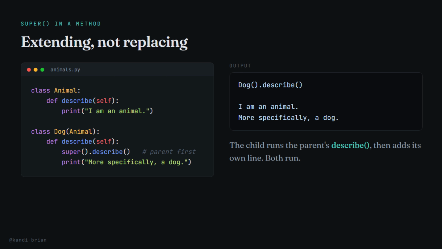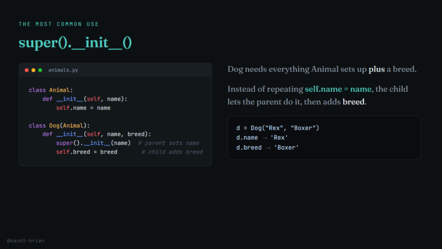So when we call describe on a dog, both lines print: "I am an animal" from the parent, then more specifically "a dog" from the child. The child built on top of the parent instead of erasing it.